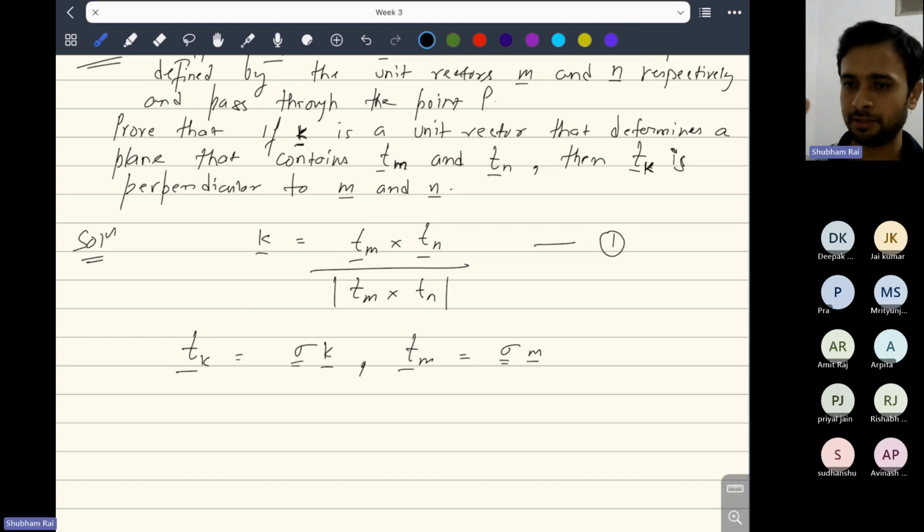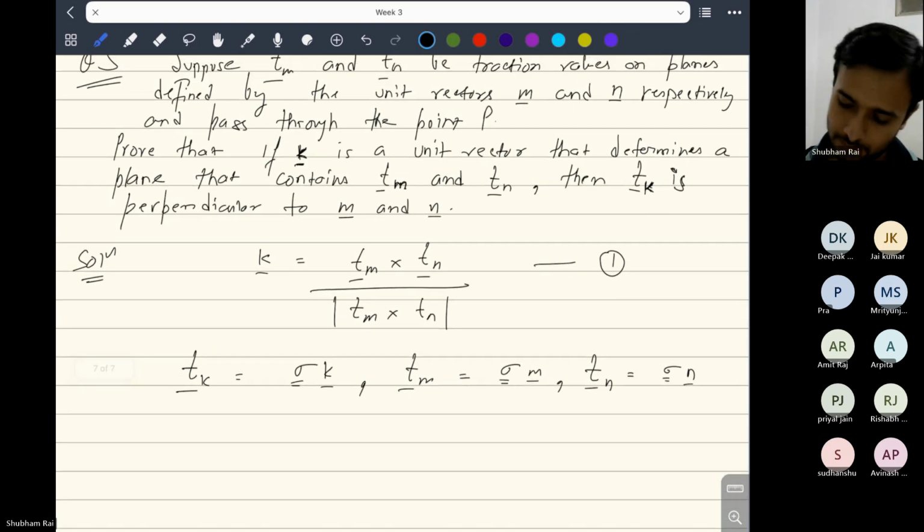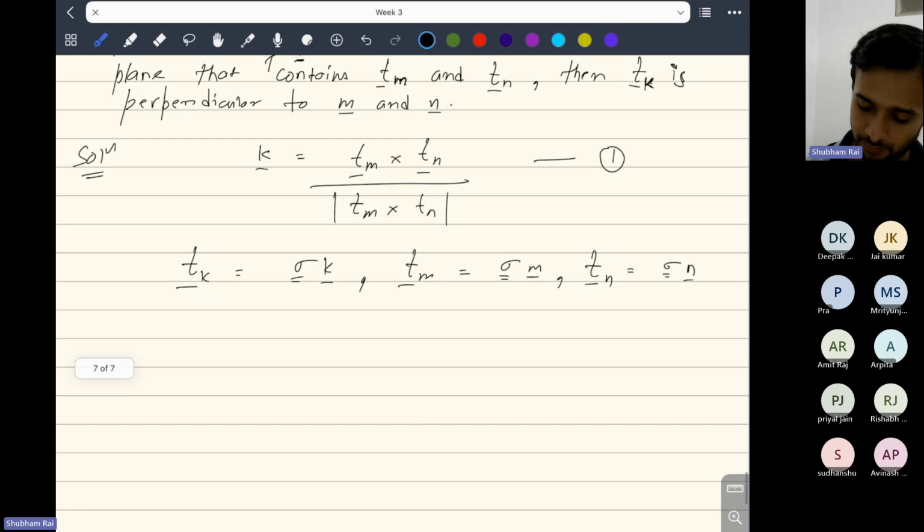The stress tensor at a point will have fixed values, in a particular coordinate system. And Tn will be given by sigma times N, right? We have these values. Now we want to prove that this Tk is perpendicular to M and N. So we have to take the dot product of Tk with M and N, right? If we take M dot Tk, let's see what happens.